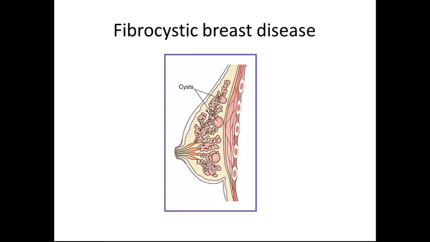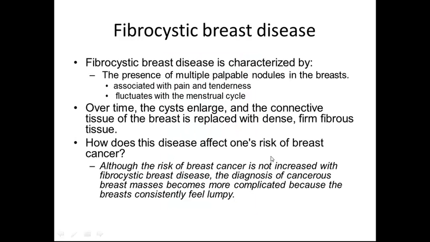Fibrocystic breast disease is when there is an enlargement in the lobules, as seen here. Fibrocystic breast disease is characterized by the presence of multiple palpable nodules in the breast associated with pain and tenderness, and fluctuates with menstrual cycles. Over time, the cysts enlarge and the connective tissue of the breast is replaced with dense, firm, fibrous tissue.